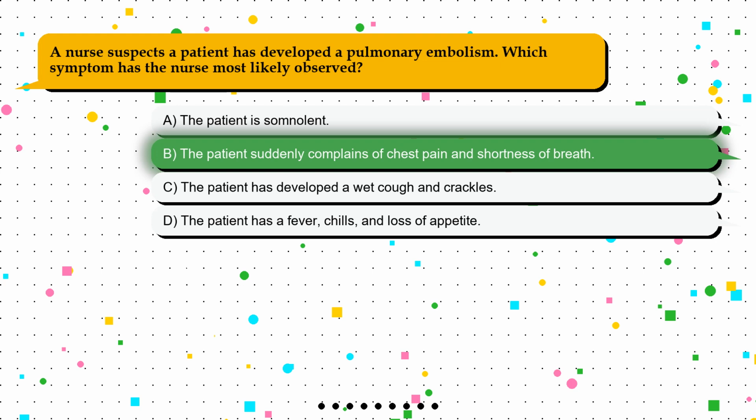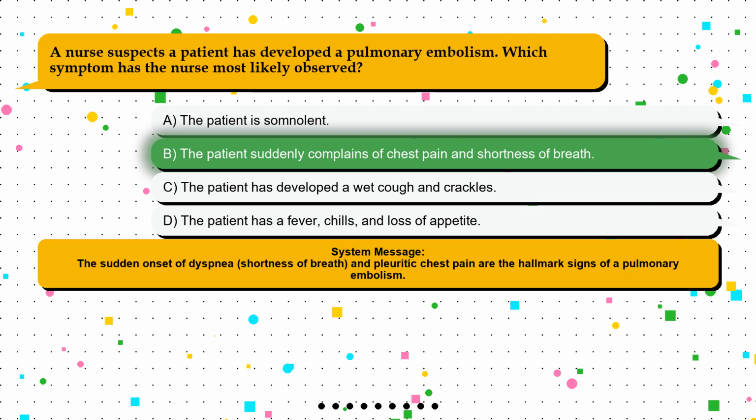The correct answer is option B. The patient suddenly complains of chest pain and shortness of breath. The sudden onset of dyspnea, shortness of breath, and pleuritic chest pain are the hallmark signs of a pulmonary embolism.